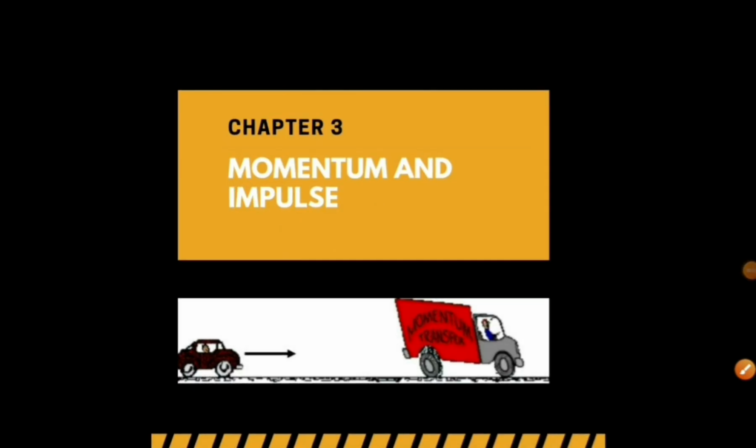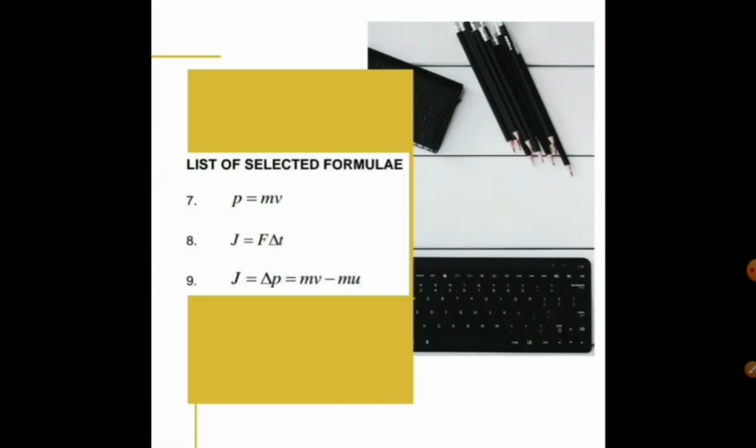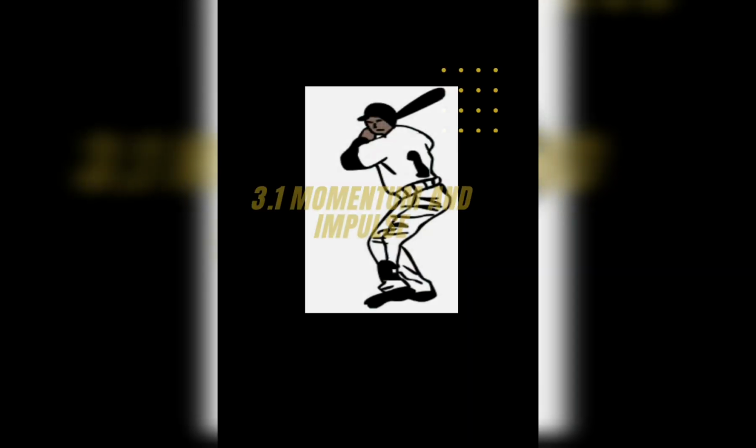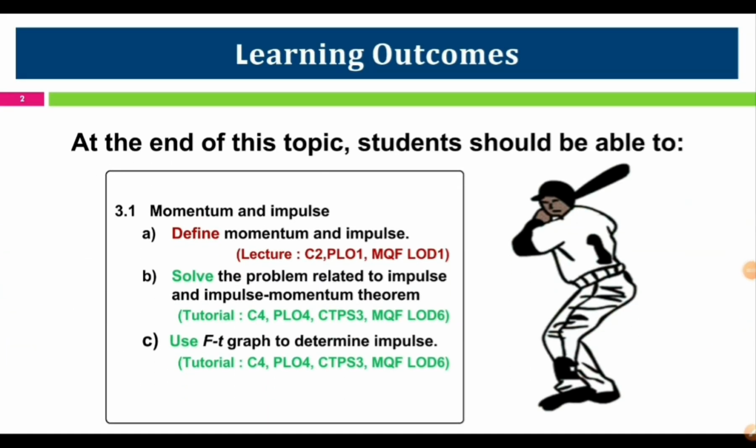Chapter 3, Momentum and Impulse. Here are the learning outcomes for this chapter, and you are given 3 selected formulas, from 7 until 9. 3.1, Momentum and Impulse. In this subtopic, there are 3 learning outcomes that you need to cover.